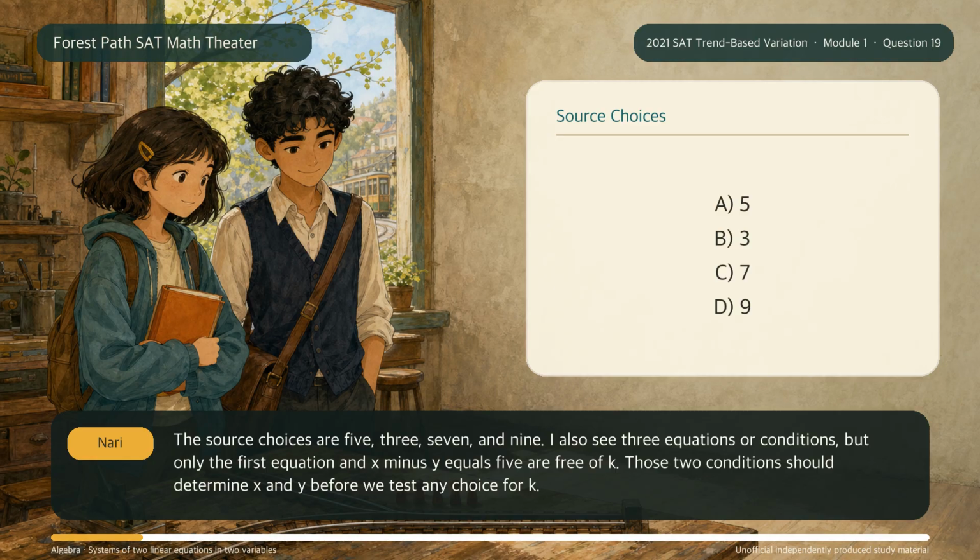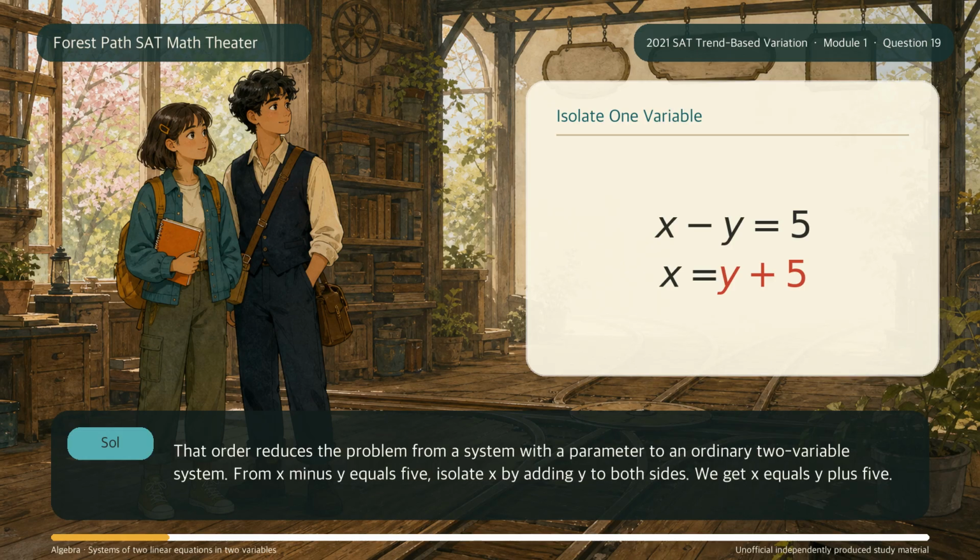I also see three equations or conditions, but only the first equation and x minus y equals 5 are free of k. Those two conditions should determine x and y before we test any choice for k. That order reduces the problem from a system with a parameter to an ordinary two-variable system. From x minus y equals 5, isolate x by adding y to both sides. We get x equals y plus 5.